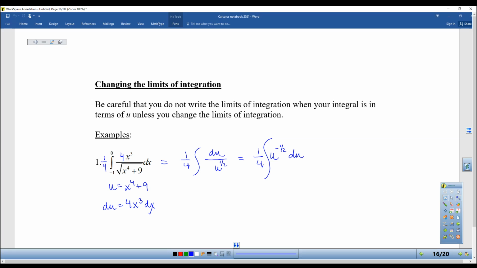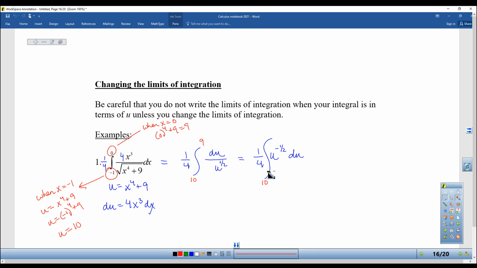Changing the limits of integration simply means that I'm going to take what used to be x. So when x is equal to negative 1, I'm actually going to figure out what it is as u. So this can have its own little limits too. So when x is equal to negative 1, u is x to the 4th plus 9. So u is negative 1 to the 4th plus 9. U is equal to 10. So right there, now that we've joined the problems in terms of u, this is a 10. And on the top one, when x is equal to 0, 0 to the 4th plus 9 is equal to 9.